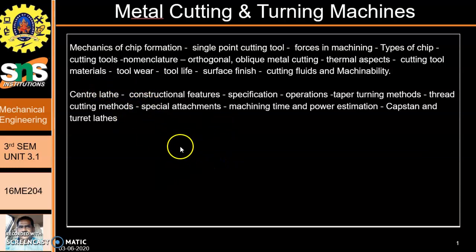Well, we will also be looking at the different types of machines, like the center lathe, the machine lathe, the capstan lathe, all these things. What are the advantages and disadvantages? All that we will be having a look at.